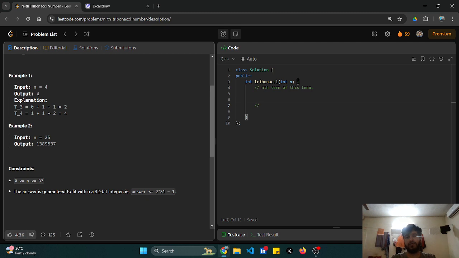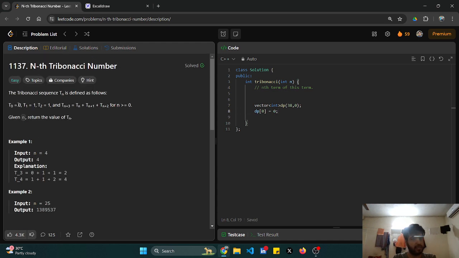Okay. I'll try to code down the approach for you. What I need, first I'll need a dp array of size 38. I'll initialize all of them to 0. Then I'll explicitly define that my dp of 0 is basically 0, because t of 0 is equal to 0. And then dp of 1 is equal to 1, dp of 2 is equal to 1. This is what you are given with.